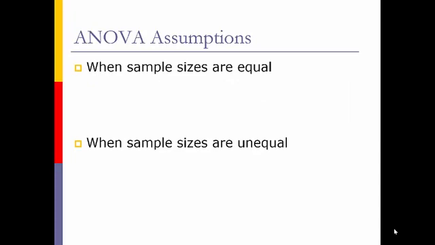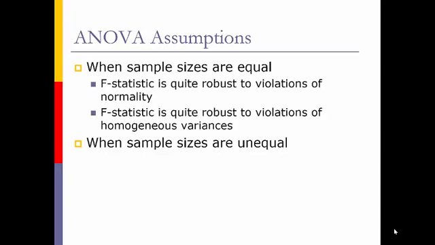Whether we have equal or unequal sample sizes is really going to depend upon how our assumptions are handled. So if we have equal sample sizes, no issues with anything. The F statistic is robust to violations of normality. It's also robust to violations of homogeneous variances. So if you have equal sample sizes, it doesn't matter what your data set is. You can use the ANOVA at will. If you have unequal sample sizes, that's where things get a little bit different.